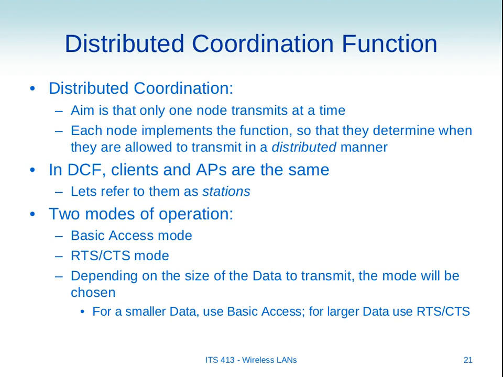There are two modes of operation within DCF. One is called basic access, and one is called RTS-CTS. We'll go through basic access and then explain RTS-CTS after that. Which mode do we use? It depends upon how much data we want to send. But again, we'll just go through basic access first and then come back to that point.